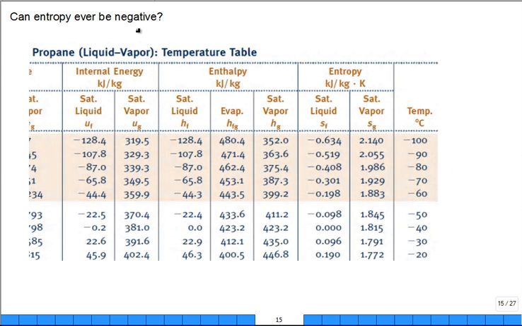Go to propane. You have a table for propane. For some odd reason they can use propane at lower temperatures. Here is the datum point, because it's used as a refrigerant. They picked 0. What are these values of S? Negative. You can have negative values of entropy.